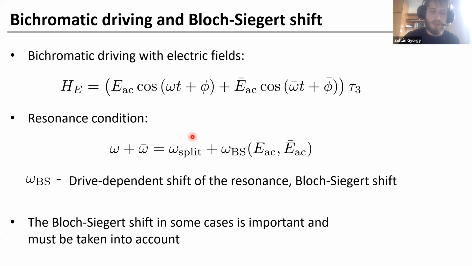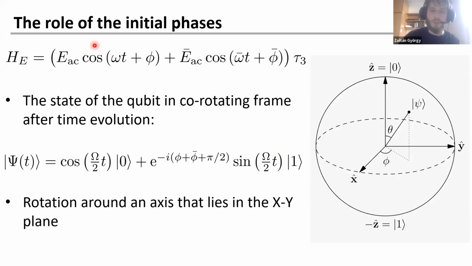The interesting thing here is that the sum of the 2 driving frequencies has to be equal to the splitting frequency of the qubit, but we also have to add some correction to this, which is the Bloch-Siegert shift, and it depends on the strengths of the driving fields. And as we will see later, this Bloch-Siegert correction is in some cases relevant, and it must be taken into account. What are the roles of these initial phases? They just mean that if we start from the qubit 0 state and we do this bichromatic driving, then we will do a rotation on the Bloch sphere, and the initial phases determine the axis of rotation.